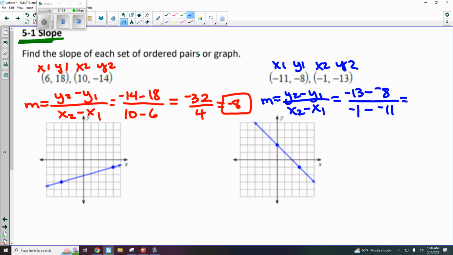So now negative 13 minus a negative 8 is like negative 13 plus 8, which is negative 5. And now negative 1 minus a negative 11 is negative 1 plus 11, so that gives us 10. And then negative 5 over 10 gives us a negative 1/2. And we're all good.